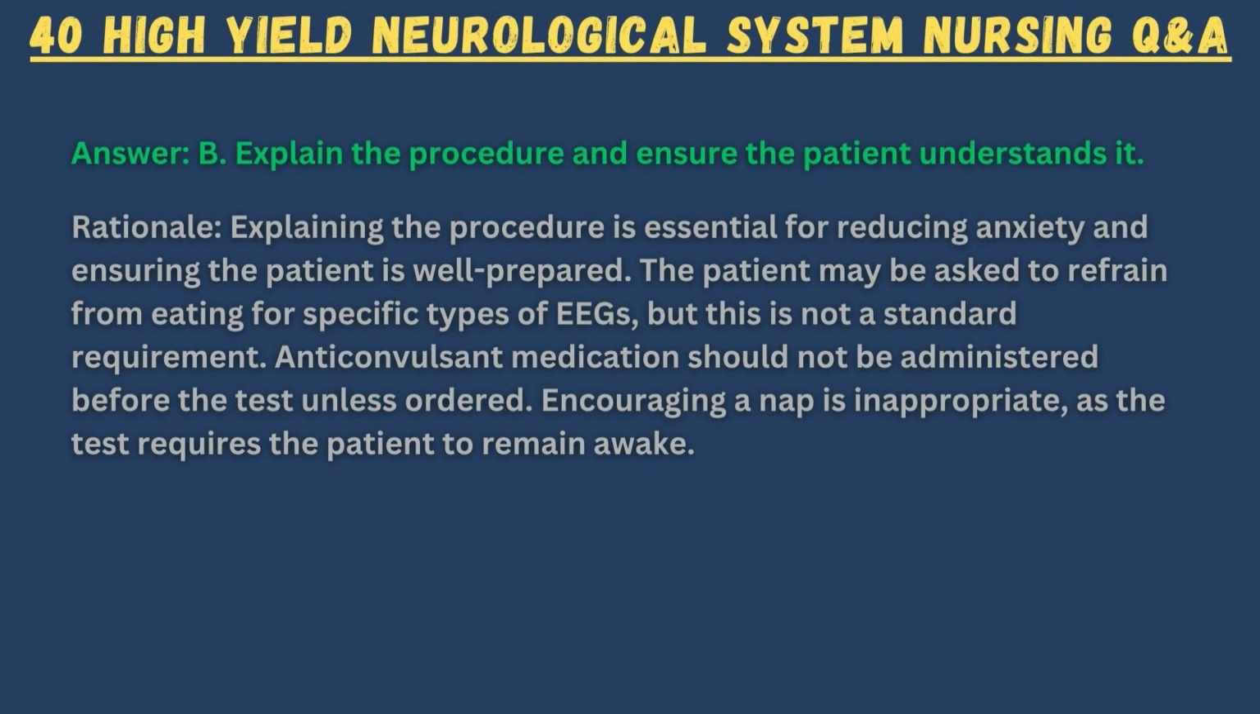Answer. B. Explain the procedure and ensure the patient understands it. Rationale. Explaining the procedure is essential for reducing anxiety and ensuring the patient is well prepared. The patient may be asked to refrain from eating for specific types of EEGs, but this is not a standard requirement. Anticonvulsant medication should not be administered before the test unless ordered. Encouraging a nap is inappropriate, as the test requires the patient to remain awake.